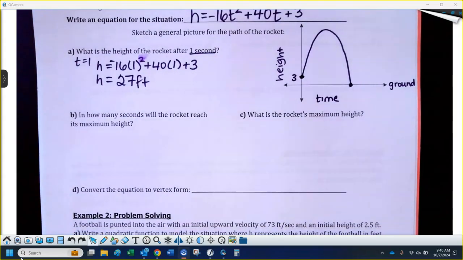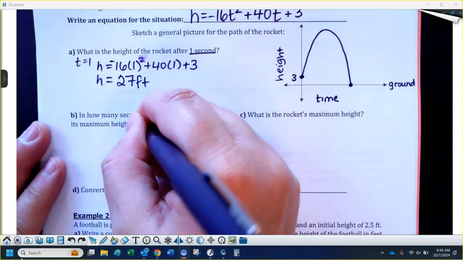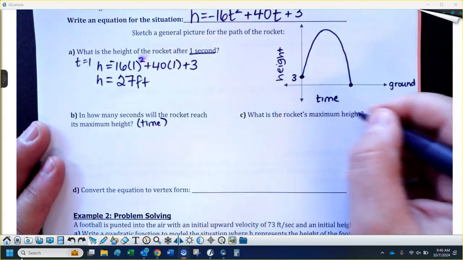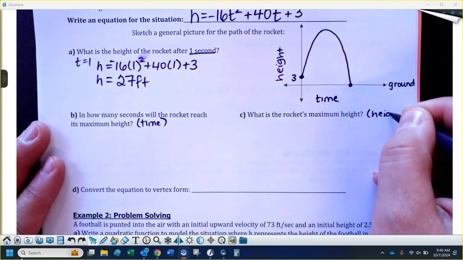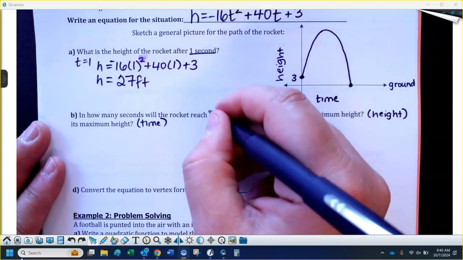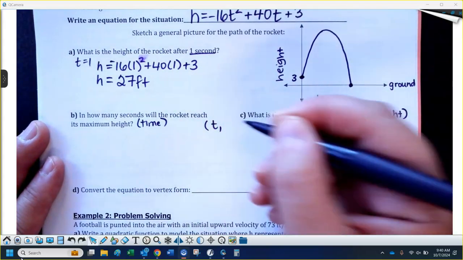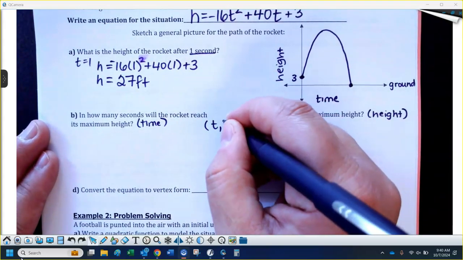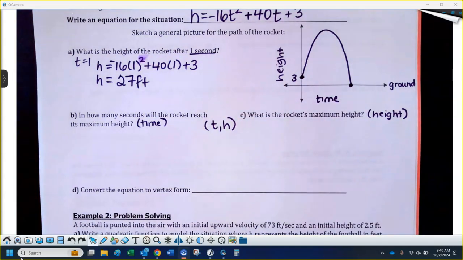The next two questions are kind of related. It says, in how many seconds will the rocket reach its maximum height? And then it says, what is the maximum height? So this is asking you for time, and this one is asking you for height. And if you remember what I told you at the top, for all the points on that graph, the x-coordinate would be the time, and the y-coordinate would be the height that the rocket's at.